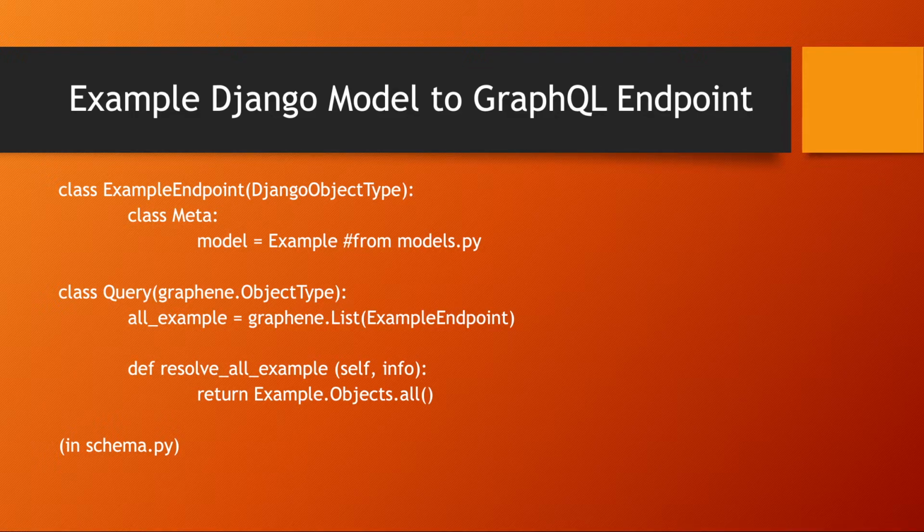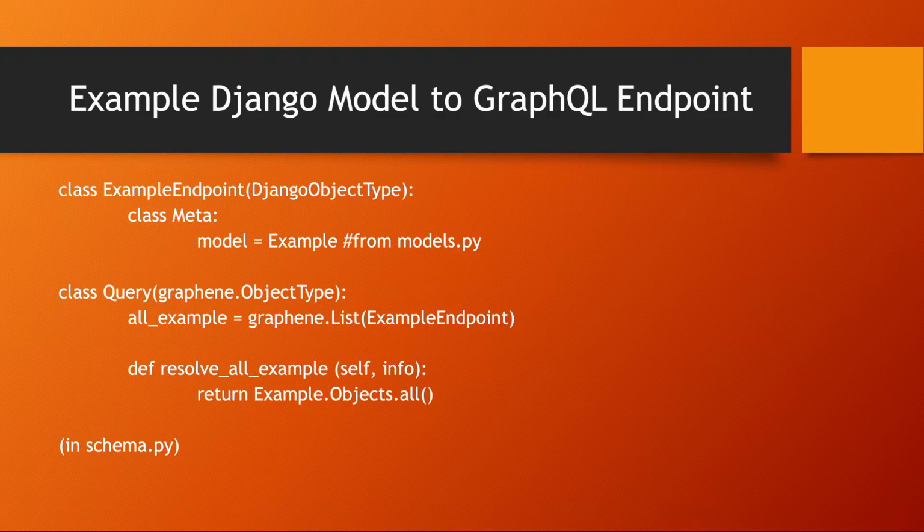And what this does with that Meta class is it actually reads what's coming in the model, and it automatically creates those fields for you. It takes all of the fields that are in that model and preps them for display. And then in class Query, I've created essentially what's going to be the call at the end of the day for GraphQL, which is all example.